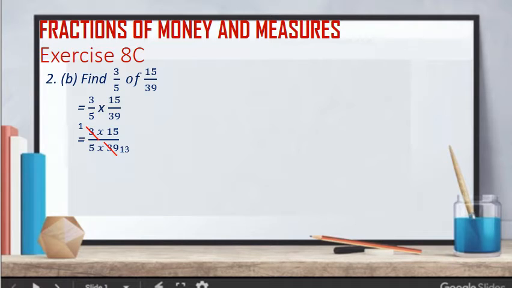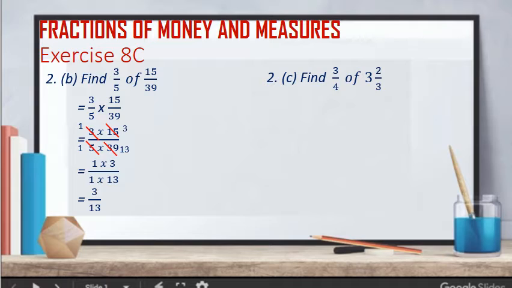Now we will divide 15 in the numerator and 5 in the denominator by common number 5. So 15 divided by 5 gives 3 and 5 divided by 5 gives 1. So now what is left? Let us see. 1 multiplied by 3 in the numerator upon 1 multiplied by 13 in the denominator. So our answer is 3 by 13.